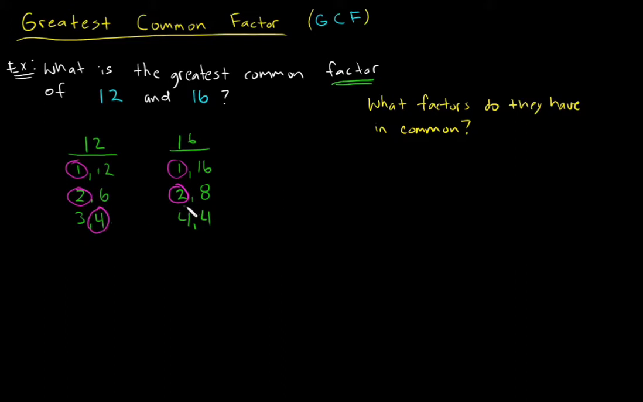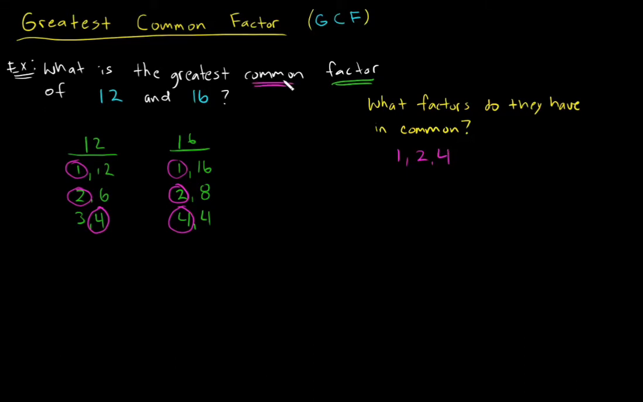See, 4 is a factor. 4 can divide both of these numbers, and it will not give us a remainder. So we can list them out. Which ones do they have in common? Well, they have in common a 1, a 2, and a 4. Right, so that's the part where they talk about common.